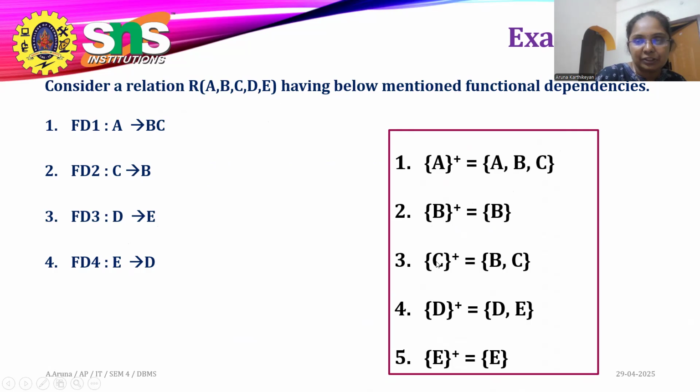Next is the C closure. If I take the C closure, through C, I can identify C. Through C, I can identify B. So by taking the C closure, I can identify only the attributes B and C. Again, I have to go for the D closure. In the D closure, there is D, and through D, I can identify E. The next one is the E closure. In the E closure, I can identify E, and through E, I can identify D. So by using E, I can identify E and D. So this is how we can calculate the closure for the given functional dependencies.